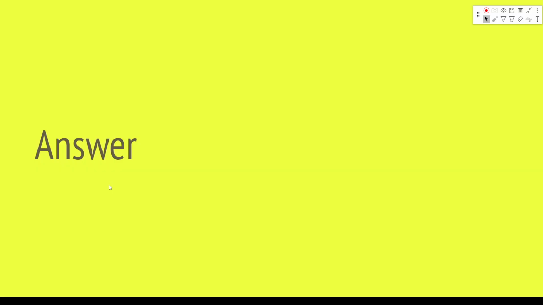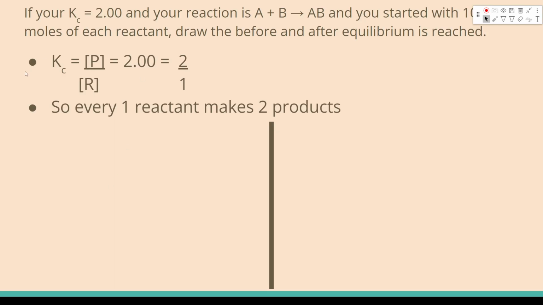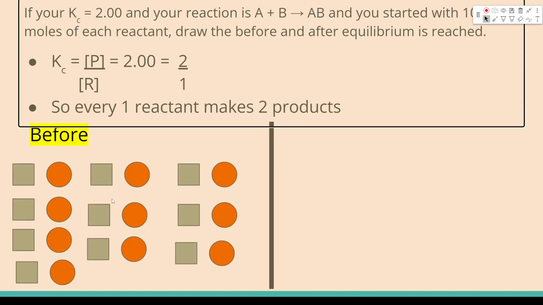So my Kc is products over reactants, so it's 2.00, so it's approximately 2 to 1 when we're making this. And so every 1 reactant, we're making 2 product, okay? So here's my before. So remember it said we started with 10 of each. So I'm going to say 1 diagram is 1 mole just for easy purposes. And so here it is.